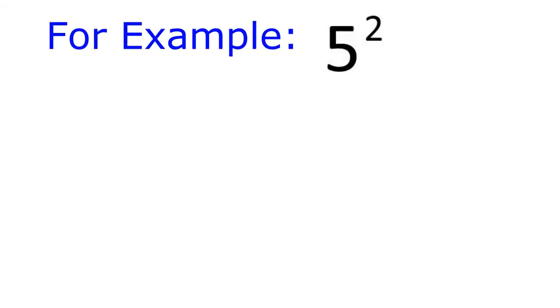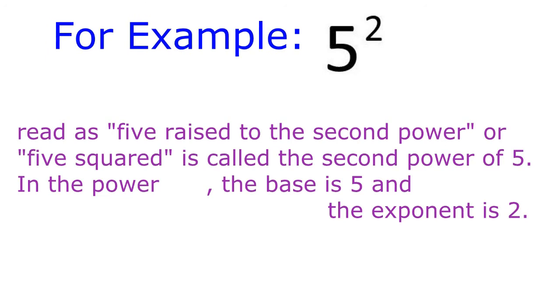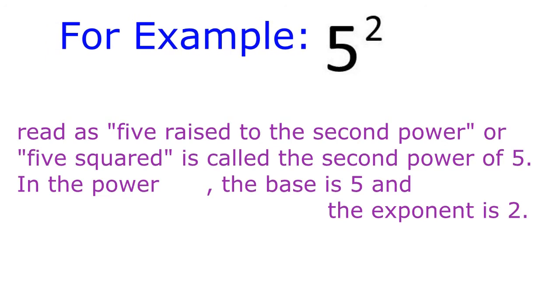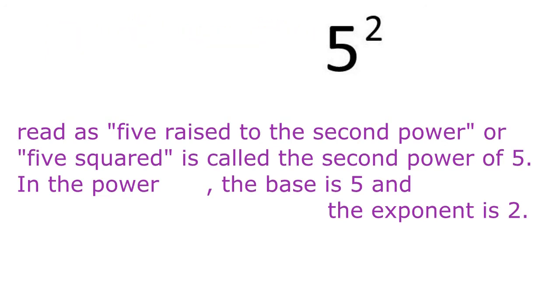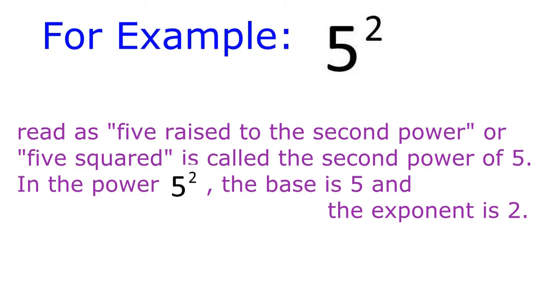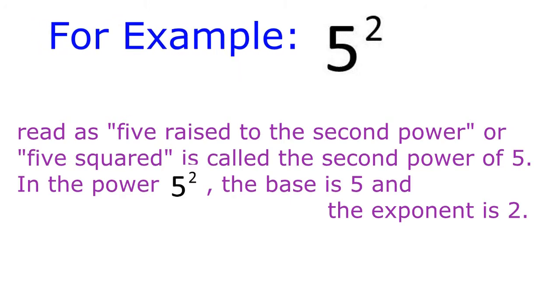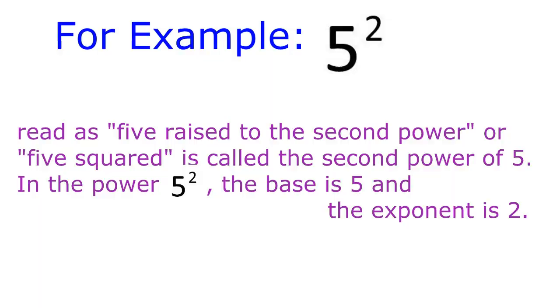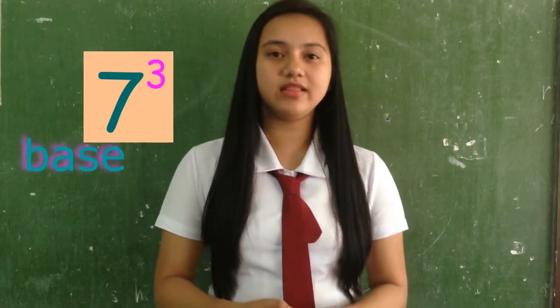For example, 5 squared, read as 5 raised to the second power, or 5 squared, is called the second power of 5. In the power 5 squared, the base is 5 and the exponent is 2. Let's identify the base and exponent in 7 cubed. The base is 7 and the exponent is 3.